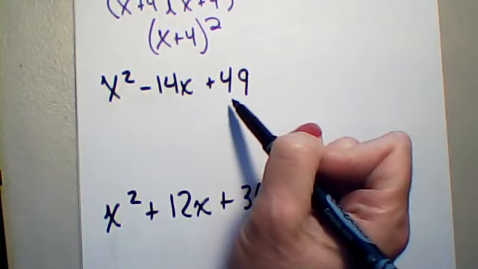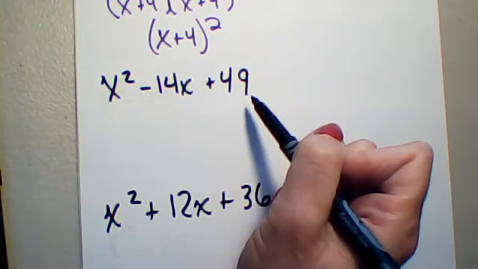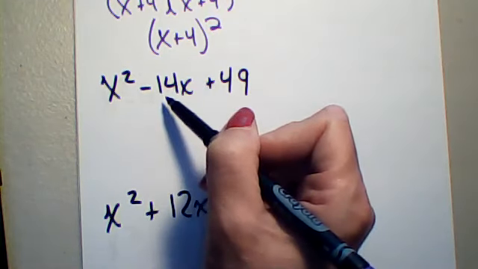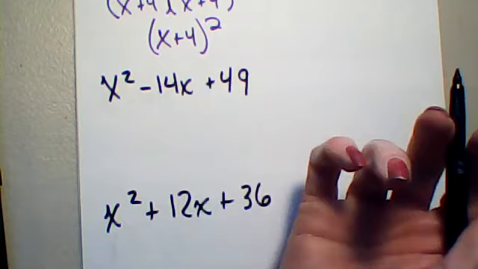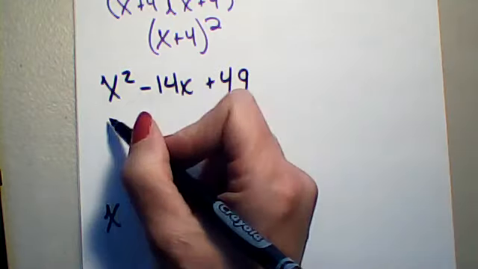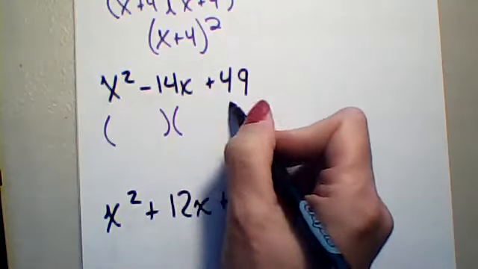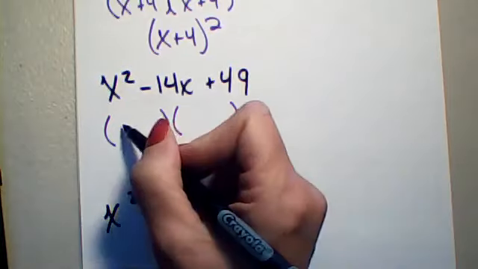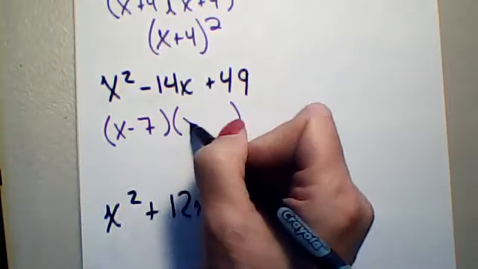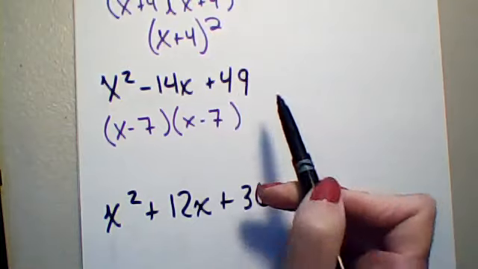Let's see, this one's a perfect square. What's it a perfect square of? 7. This is a negative 14. So if I add 7 plus 7, it's giving me a positive 14. That lets me know that I'm not using positive 7, I'm going to be using negative 7. So x minus 7 times x minus 7.